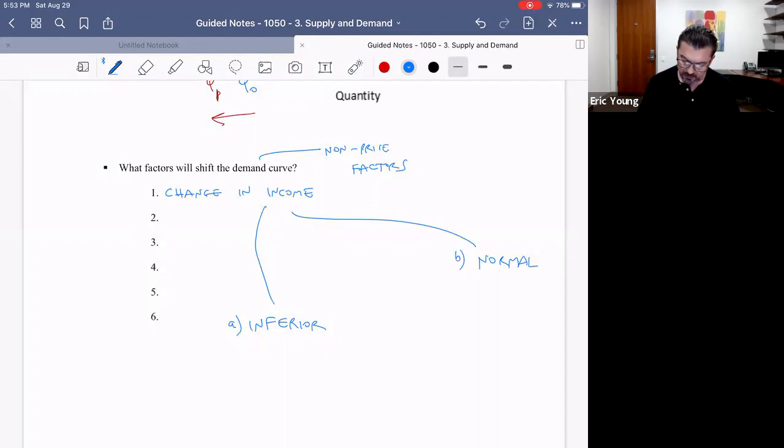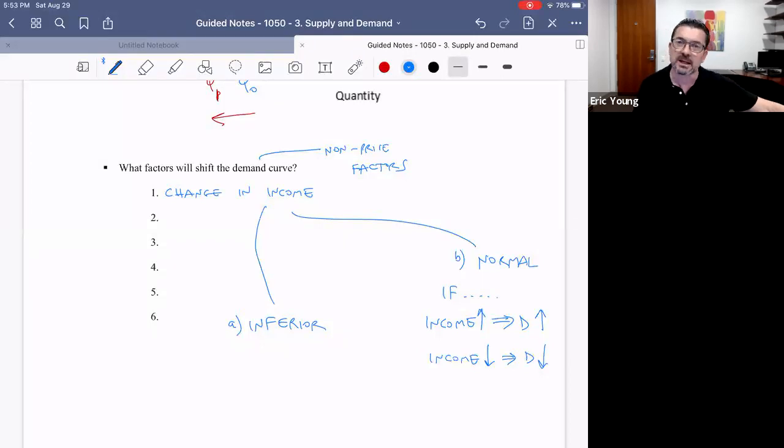So let's start off with a normal good. For a normal good, if income goes up, then demand will go up. For normal goods, those are defined as goods where as your income rises, your consumption of the good rises. When income goes up, demand goes up, and that would shift your demand curve to the right. Or for a normal good, if income goes down, demand goes down, shifting your demand curve to the left. Again, income changes are non-price factors.